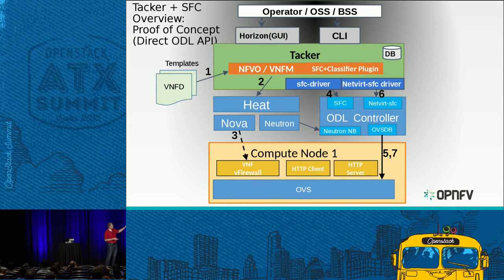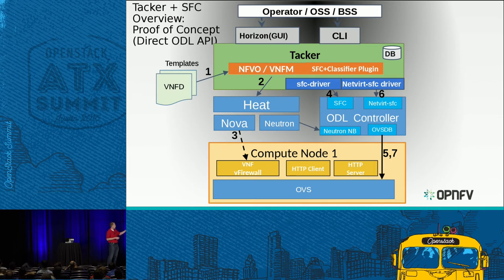So step one here is you come up with these VNFD template YAML files, these Tosca inputs to define what a VNF is. You import that into Tacker. Tacker puts it into a catalog. And then you say, create a VNF of this description, of this profile. That makes a call to a Heat driver. Heat then calls Nova and places that VNF onto the compute node. We have one compute node and one control node in this situation.